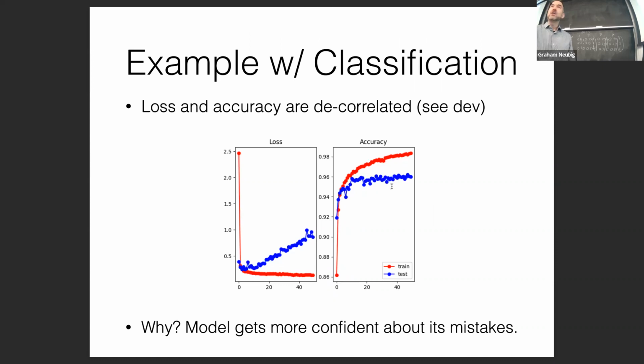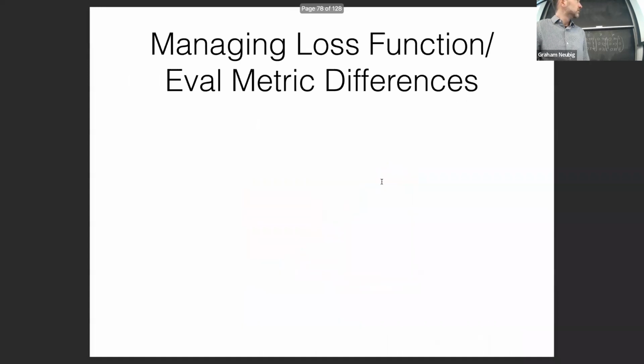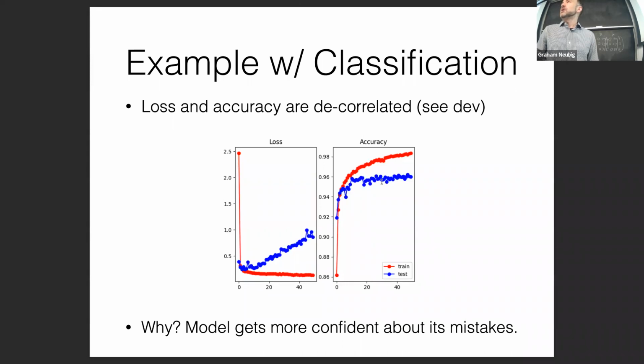And there's a concept of model calibration. I'm not going to go into it a whole lot, but model calibration is basically how well your model confidence aligns with your model predictions. And basically, if you have a poorly calibrated model, then your loss could be bad, but your accuracy could still be reasonably good. Are there any questions here?